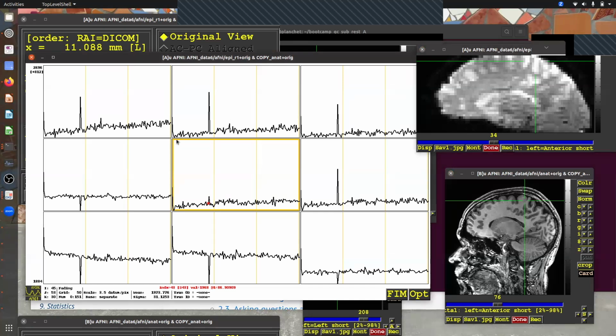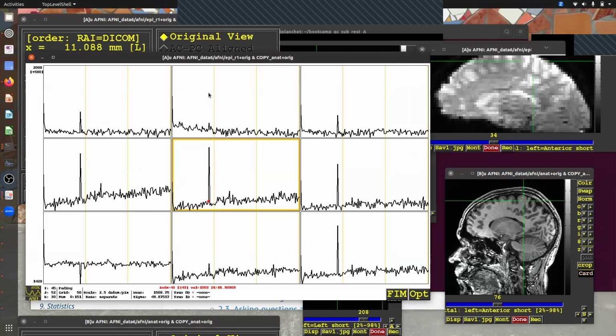I guess I should have mentioned here that this axis is looking across time. If I click in time to where the spike is, and I move around in time, there's a little red ball here telling me what time point we're at. You can see what is causing that spike. It's the fact that the person's head is nodding a little bit.